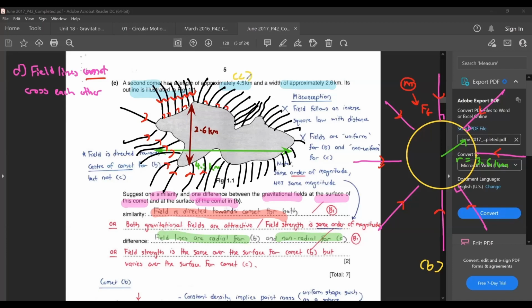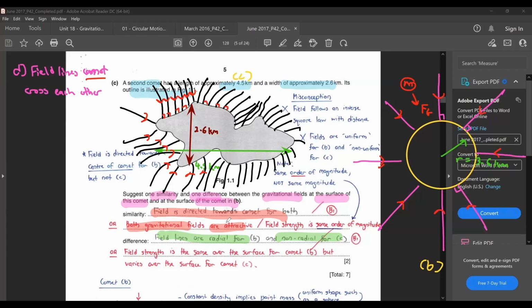Okay, now after that, there are some other answers that the marking scheme gave. All right, so I'll go through that also with you. Now, if you look at similarity, you could also say that rather than the field line being directed towards the comet for both cases, you can also just say that both gravitational fields are attractive. They will cause a mass to be attracted towards them. Okay, this is also fine.